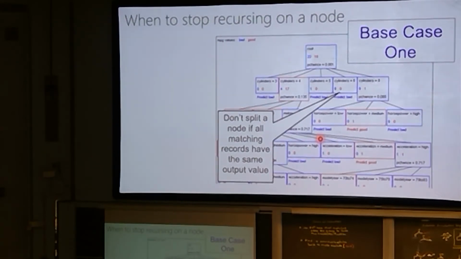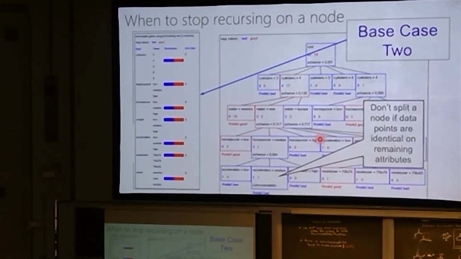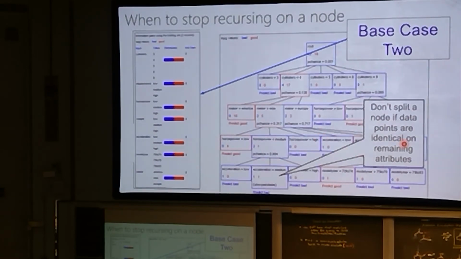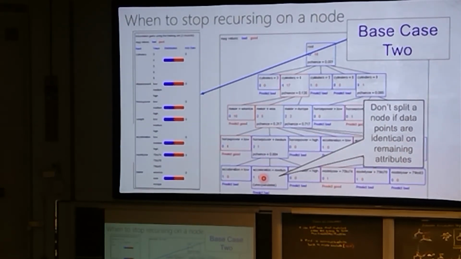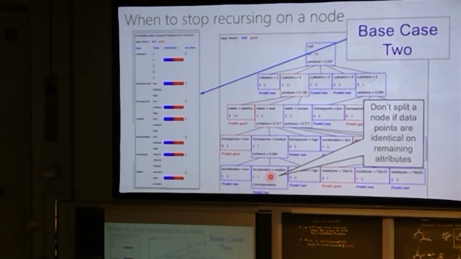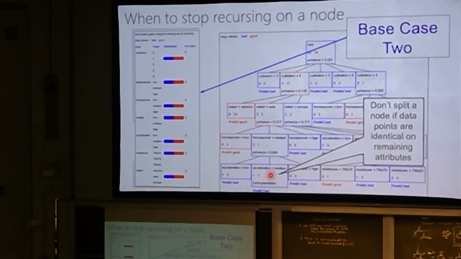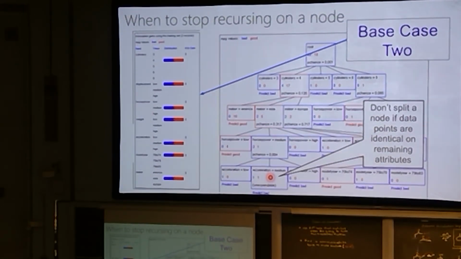So that's one way you would stop recursing on a node. A second case is if you don't have this purity, but all the remaining features are identical. Then there's nothing you can do, you're just stuck. These are trivial cases where you just throw up your hands and say, it's clear I can't keep progressing on this node.